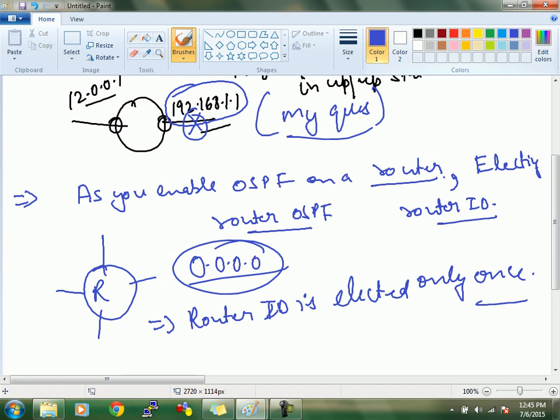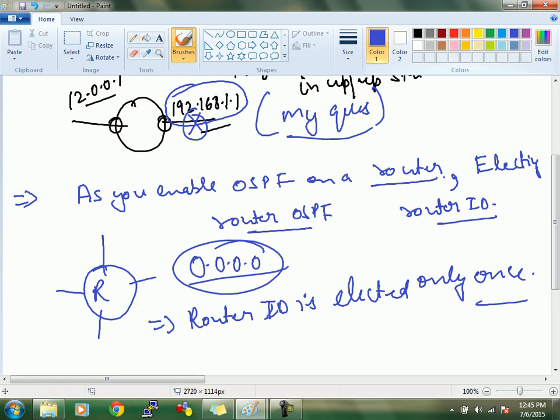Router ID is elected only once. It will not change until you define it manually. Let's say on a router I assign an IP address to the interface as 12.0.0.1. The router ID will be 12.0.0.1. If I want to change it, I cannot change it by assigning a highest loopback address this time. No, I have to assign it manually.